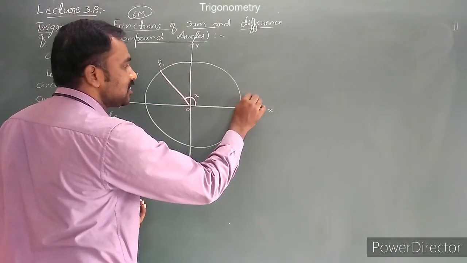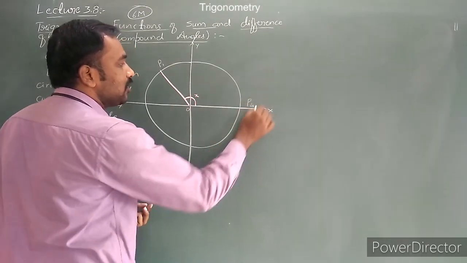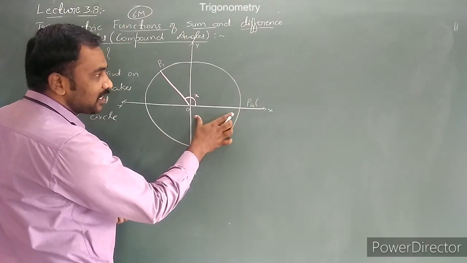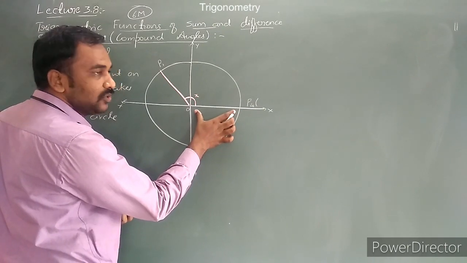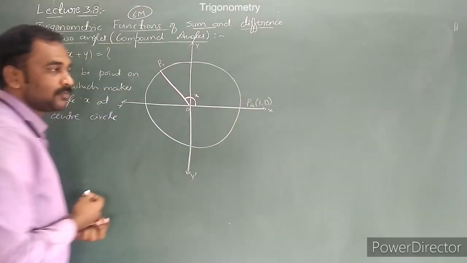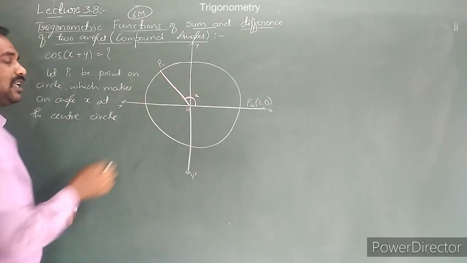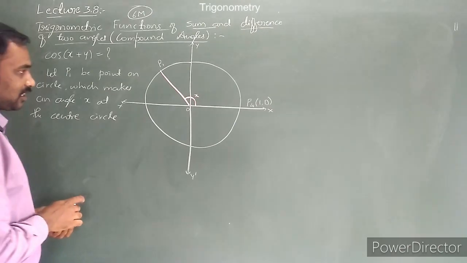I just call this P4. This is the point P4. What is the coordinate of the point P4? x comma y. What is the x value? For the unit circle, this is 1 comma 0. Next, P1 is the point on the circle which makes an angle x at the center of the circle.